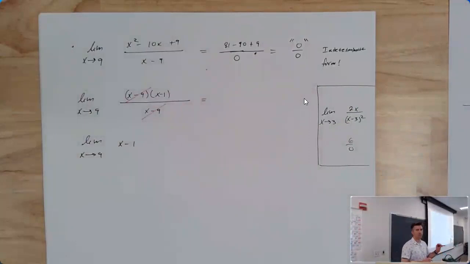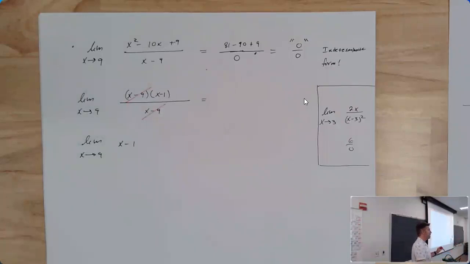And here's where I want to revisit what I said a few times already. The limit doesn't care what's actually happening at 9. Limit doesn't care at all. At 9 is not in play at all. What the limit cares about is what's happening when x is really, really close to, but not equal to, 9.